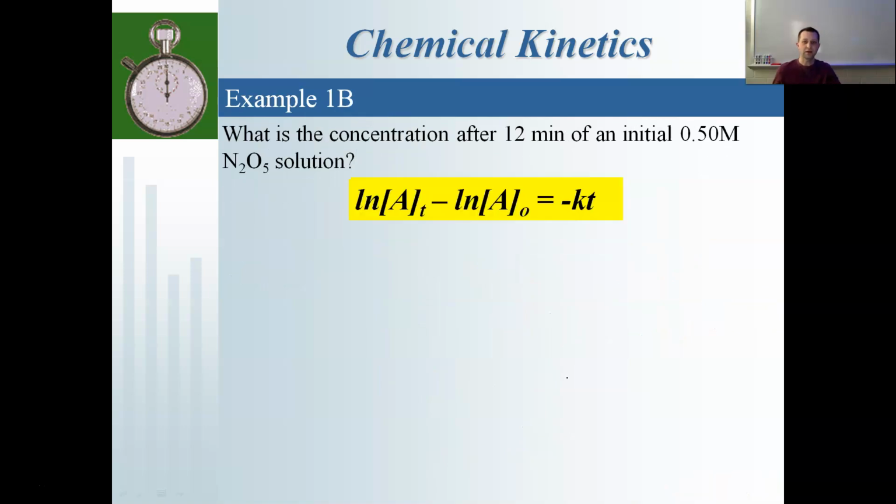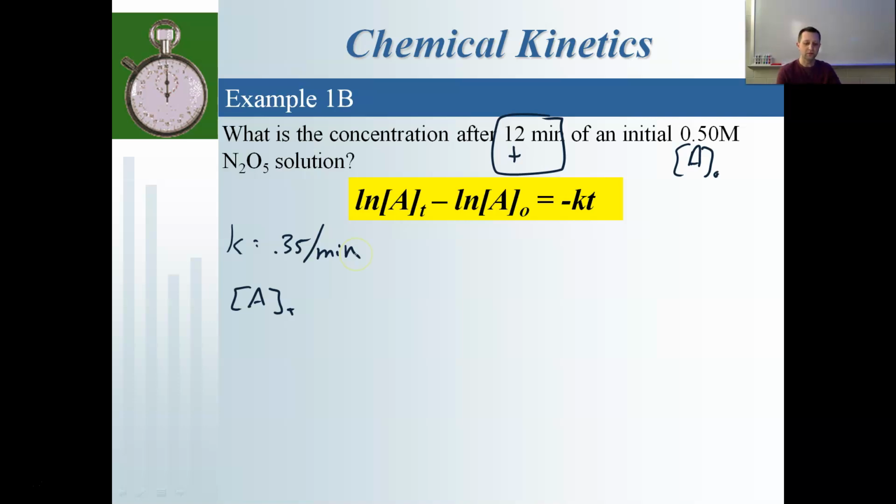Next one. It says, what's the concentration after 12 minutes of an initial 0.5 molar solution? So we're assuming that this is the same chemical equation and that it's first order. So we're going to go through and solve this one. So our time is 12 minutes. That is t right there. Okay. Initial concentration, so that is A sub 0. We already have k. It's the same as our last example. All right, so that is 0.35 per minute. And what I'm trying to solve for here is, again, A sub t.